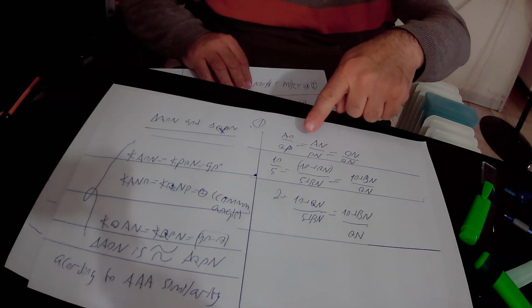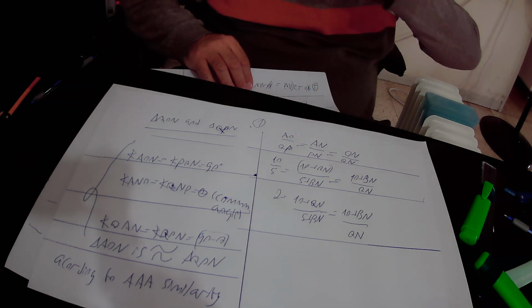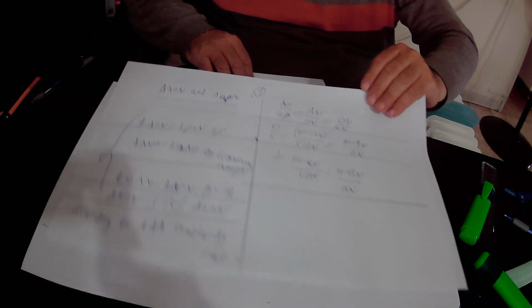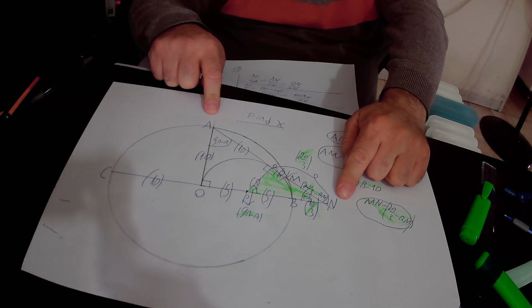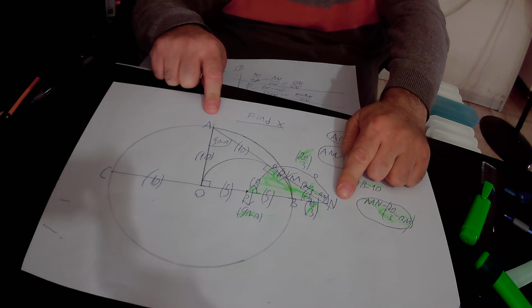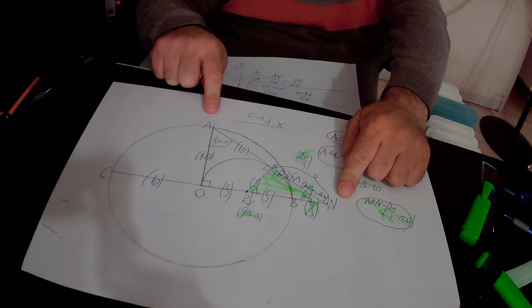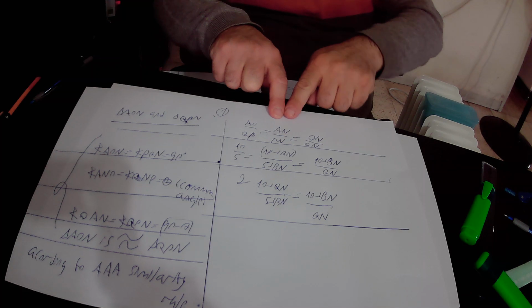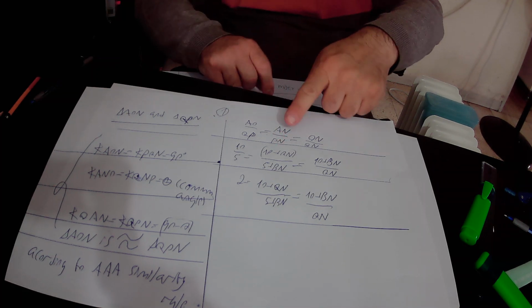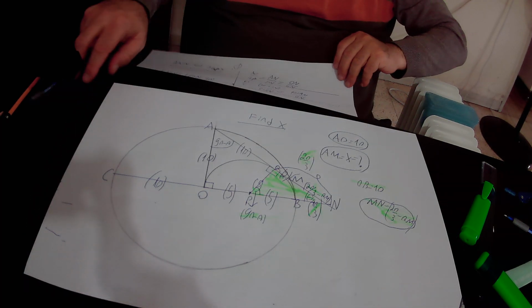AO is 10, QP is 5. What is the length of AN? From the drawing it is very easy to see that AN equals AQ plus QN. That is to say AN equals AQ, which is 10, plus QN. So in total AN equals 10 plus QN. Repeat again, AN equals 10 plus QN over PN.